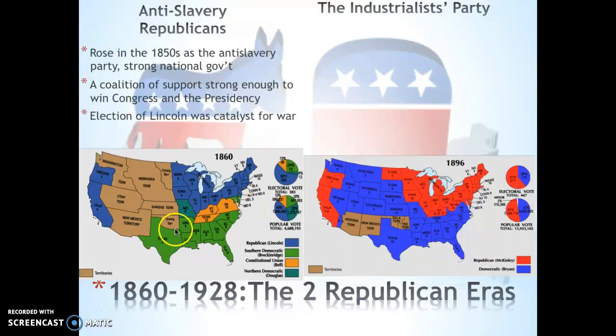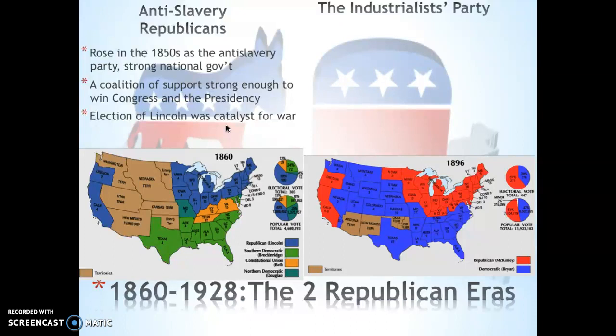But as you can see from this electoral college map, a lot of people didn't really want Lincoln to be the president. So what you ended up with is a split of the different regions, and the election of Lincoln ended up being the catalyst for war. The southern states had had enough. And that's kind of where the Republicans went for a couple of decades.